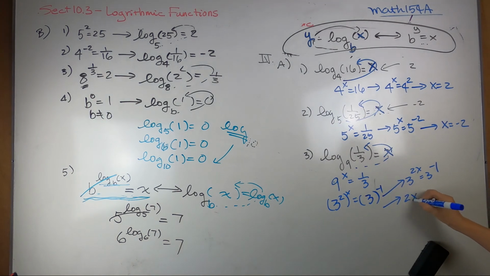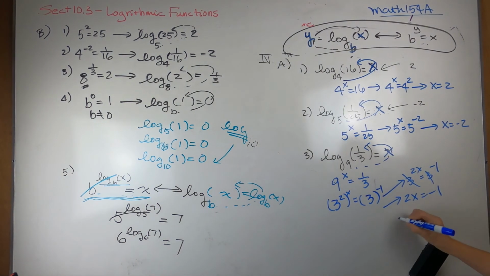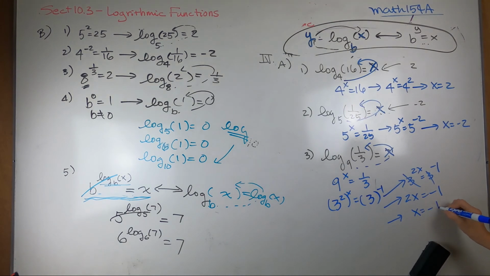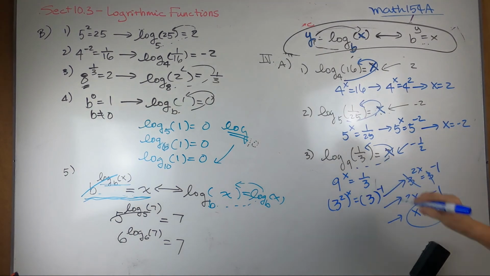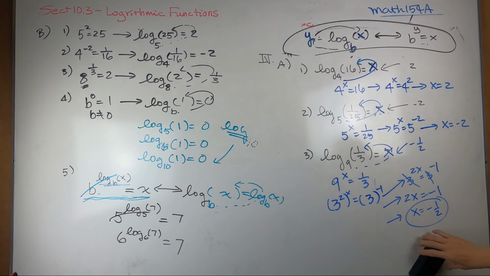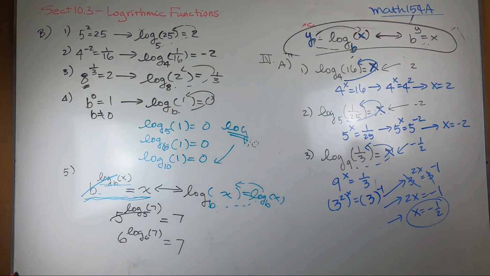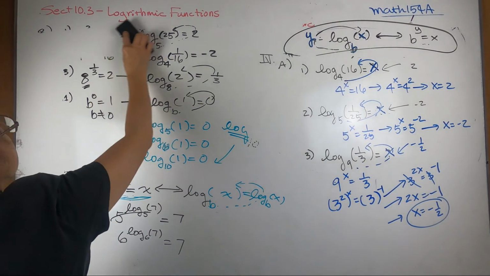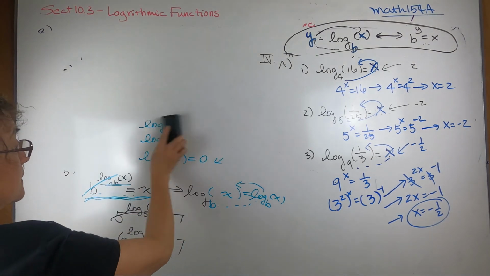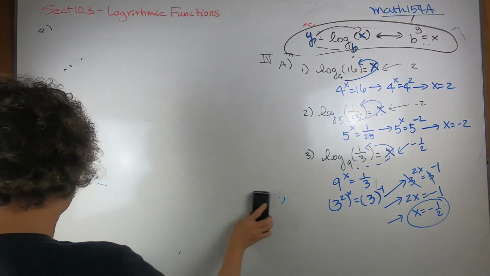Then what do we have? 2x is -1. Then your x will be -1/2. It will be easier that way. And here would be -1/2. It's really hard to guess, right? It's not as easy as the previous situation. All right, let's see.